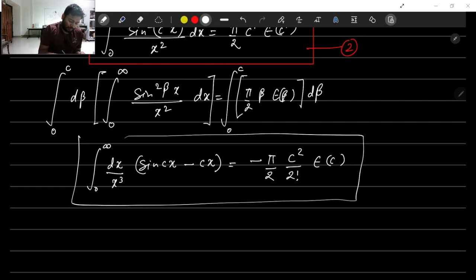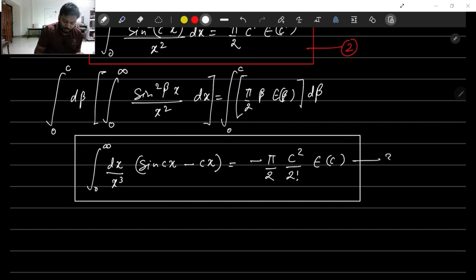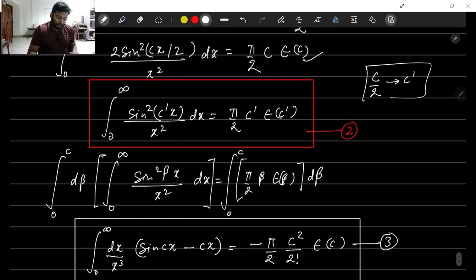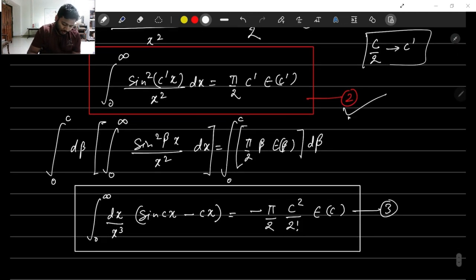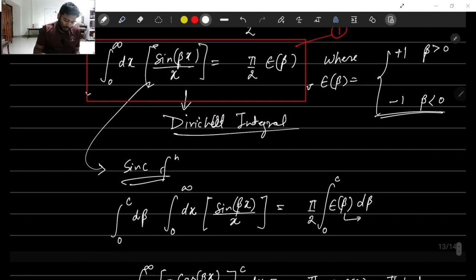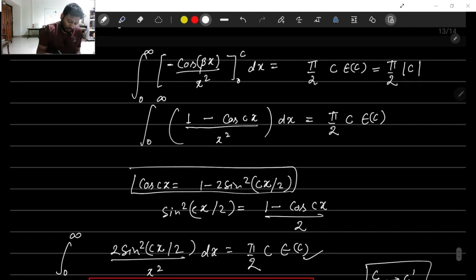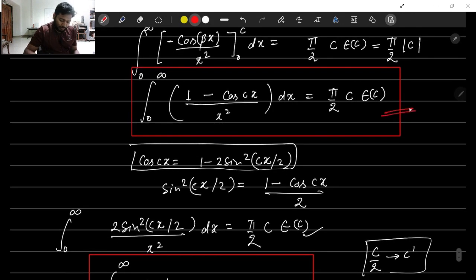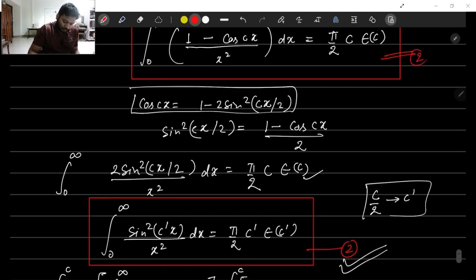So let me tell you one more thing. This is the third equation, the third Dirichlet integral. This is the second Dirichlet integral, this is the third Dirichlet integral, and the first one we have already seen. In each case you will notice one thing. So this is the second one, this is the first one, and it has this form also. Let me highlight this. So this is also the second form. These two are the same, just what we have done here is that we have written it in terms of sine square x.